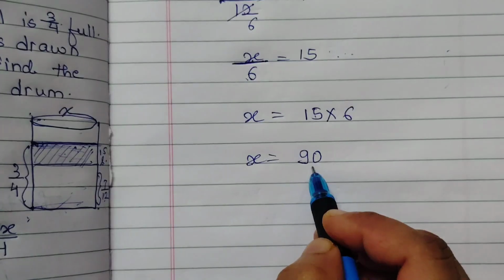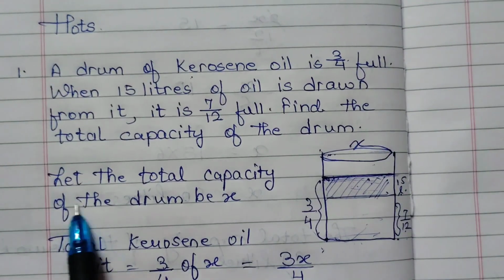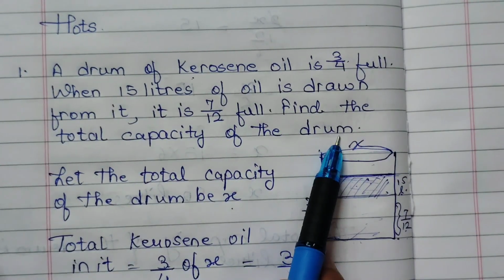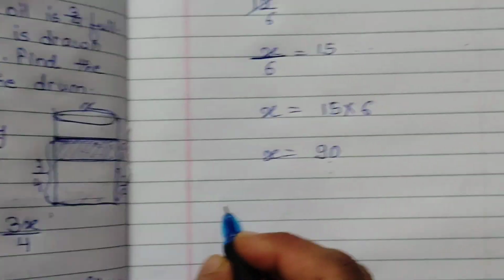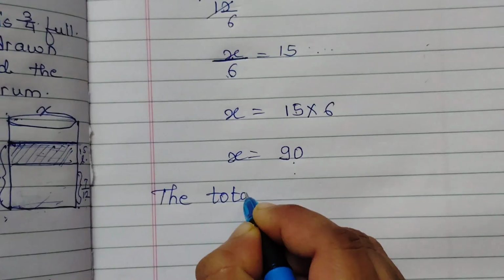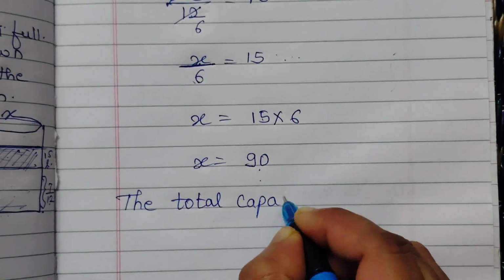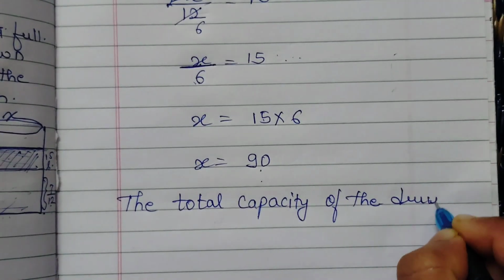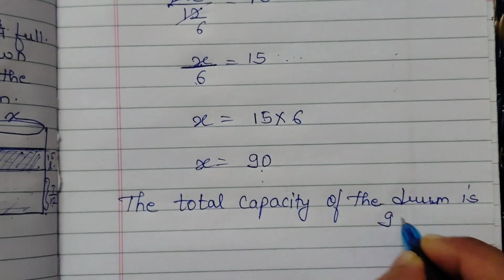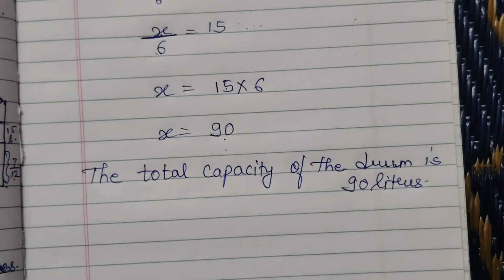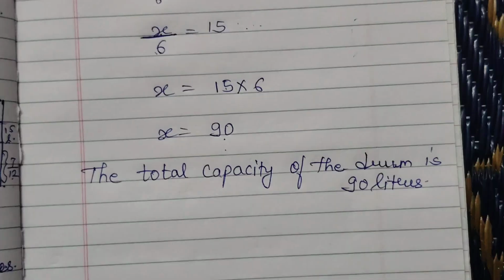Okay, so what we got the value of x? 90. And what was our x? Let the total capacity of the drum be x. We have to find the total capacity of the drum. So we got it as 90 liters. Okay, so we'll write the final answer. The total capacity of the drum is 90 liters. Okay, so we have completed question number 1 of HOTS.